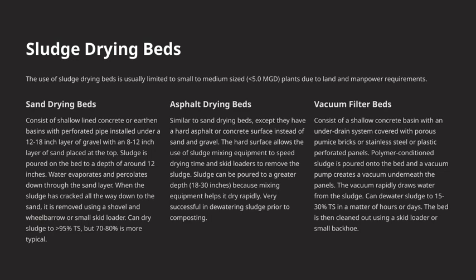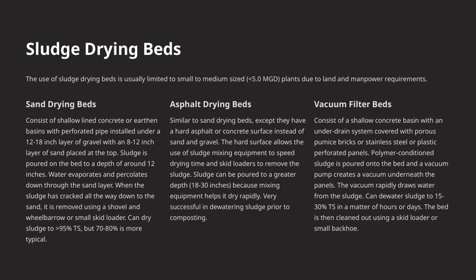Let's take a closer look at sludge drying beds. These are typically used in smaller to medium-sized treatment plants, usually less than 5 million gallons per day. The reason for this is that they require quite a bit of land and manpower to operate effectively. Now, moving on to sand drying beds.